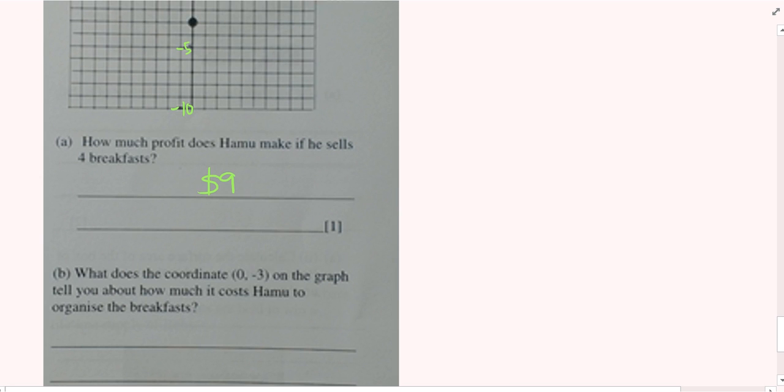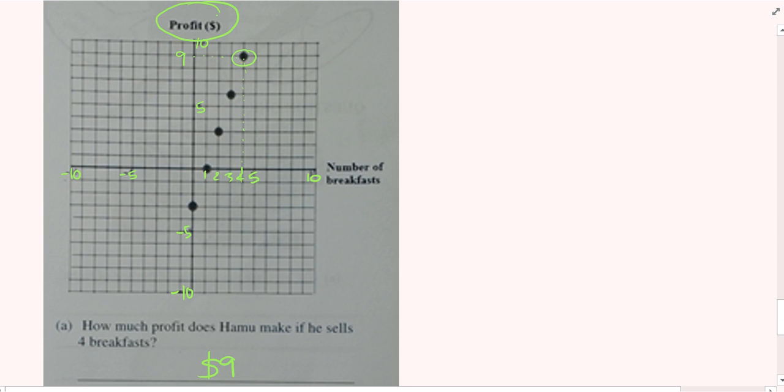The second question is asking us, what does the coordinate (0, -3) on the graph tell us about how much it costs Hamu to organise the breakfast? So (0, -3). If you think about that coordinate, remember the first value inside the brackets gives you the x value, and the second number gives you the y value. So x equal to 0 means we're not going to the left or the right of that point there. -3 means we're going down to -3 on the y-axis, or on the profit axis. So what does that point tell us there?